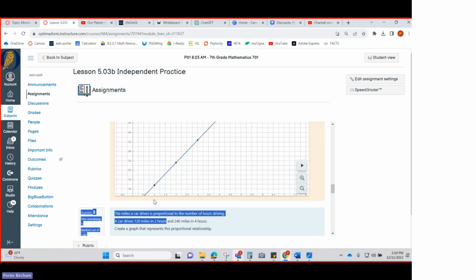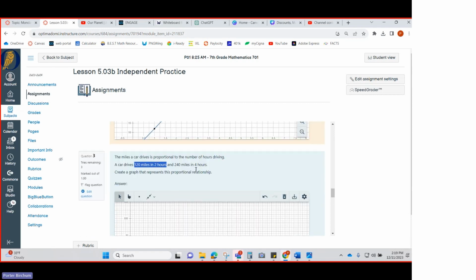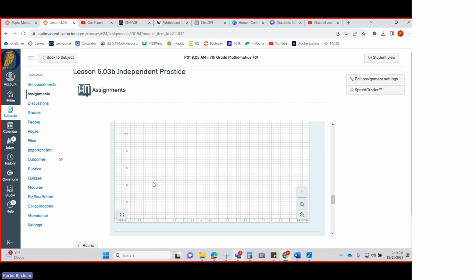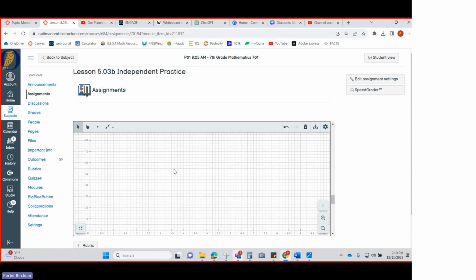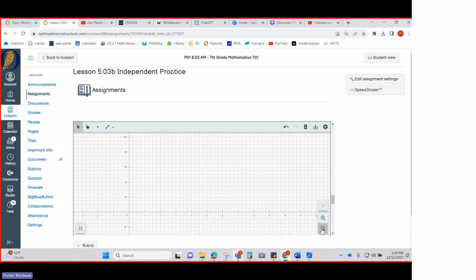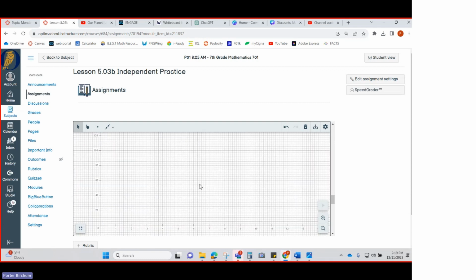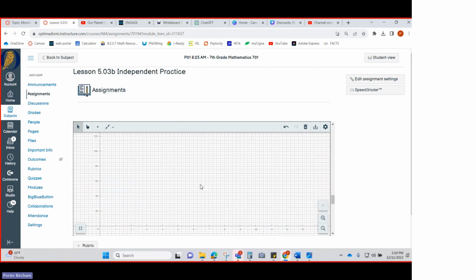Okay, 2 and 120. So I need to go over 2, up 120. I also look at the graph. I think I got a pretty good hint that 2 is supposed to go on the left to right, and 120 is supposed to go on the up and down. Let's make this big. Maybe I can see things better. So I want 2 and 120 and 0, 0. Okay, I see 120, I see 2, I see 0, 0.